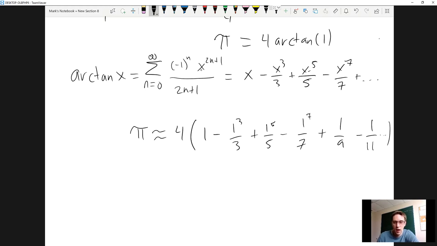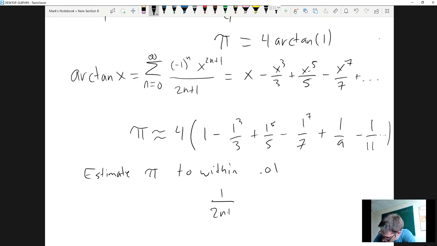And in fact, if we wanted to estimate pi to arbitrary accuracy, we could use what we know about alternating series to determine exactly how many terms are required. So suppose for a second we want to estimate pi to within 0.01. Well, how would we do that? We just need to look for the next term in the alternating series that is below 0.01. And so we would look for a term where 1 over 2n plus 1 is less than 0.01.